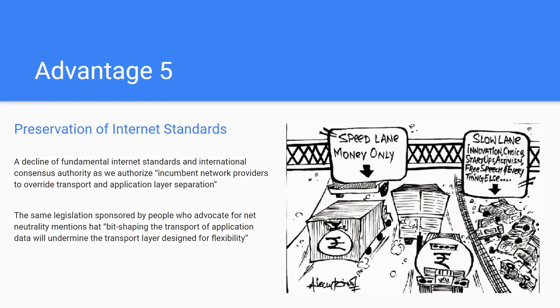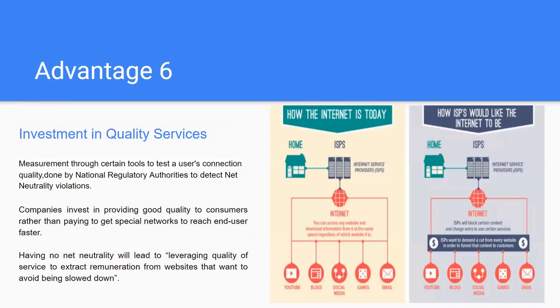They help make sure we have open internet standards, freely accessible specifications that are unburdened, and also have an open development that is continuously evolving. Also, in the same legislation, it is stated that bit shaping the transport of application data will undermine the transport layer designed for flexibility. One of the remaining advantages is the investment in quality services.